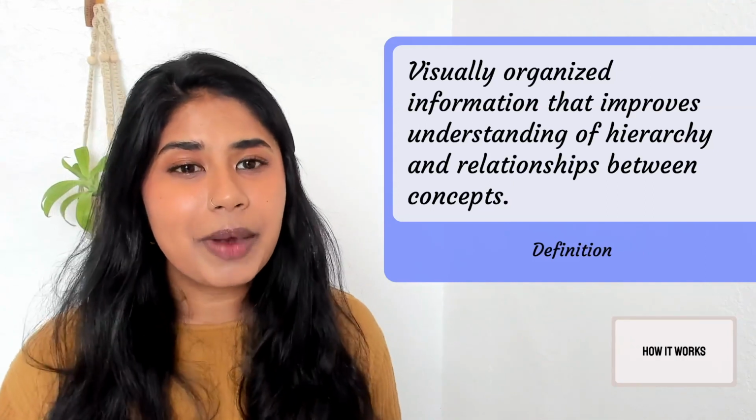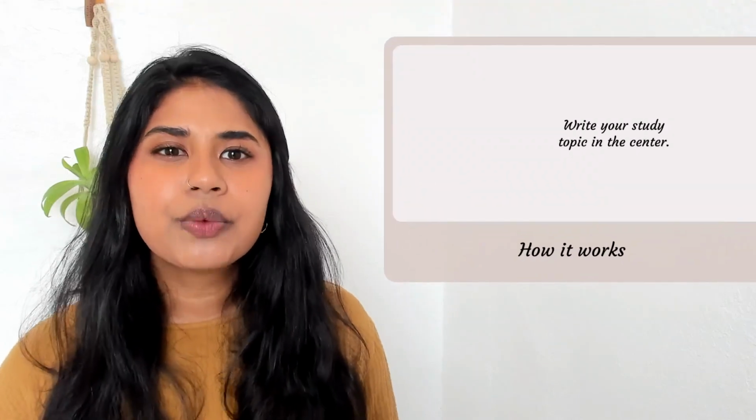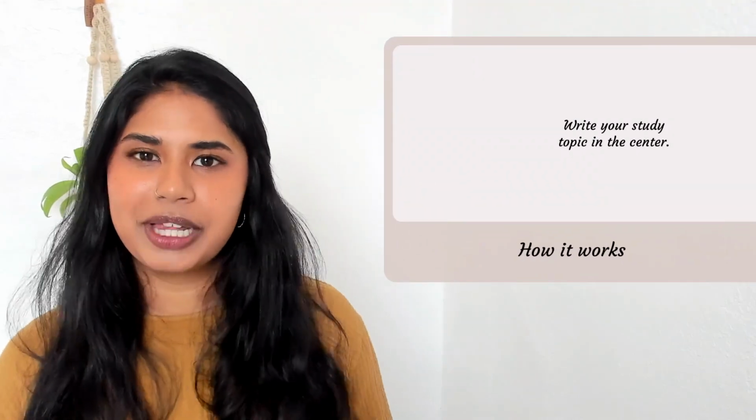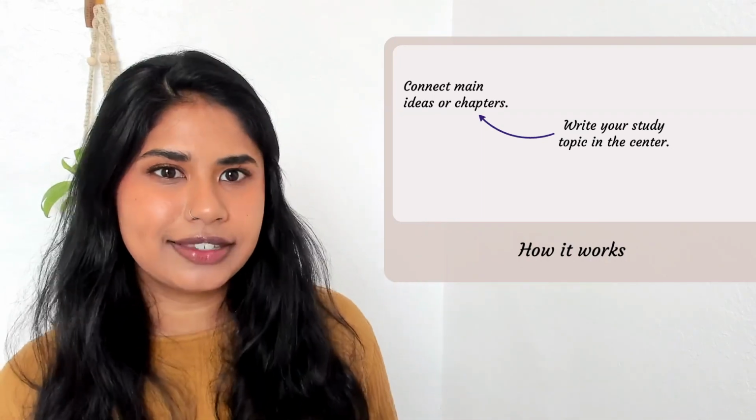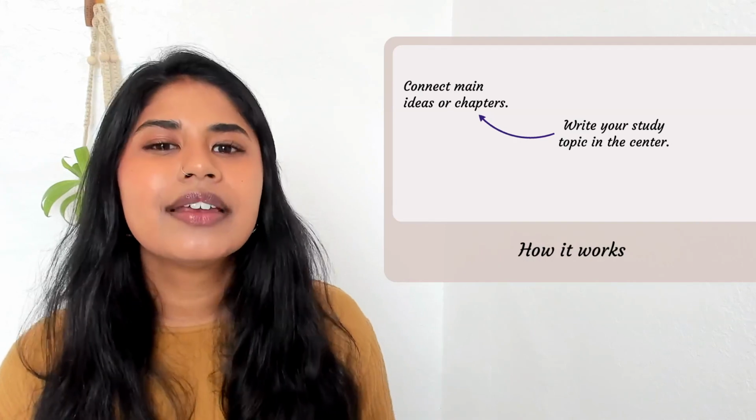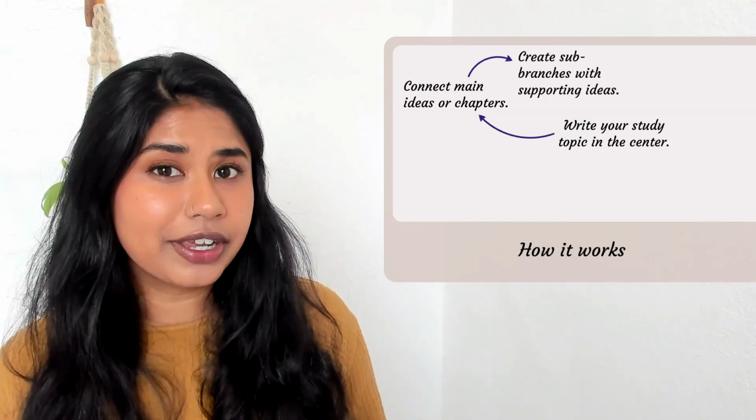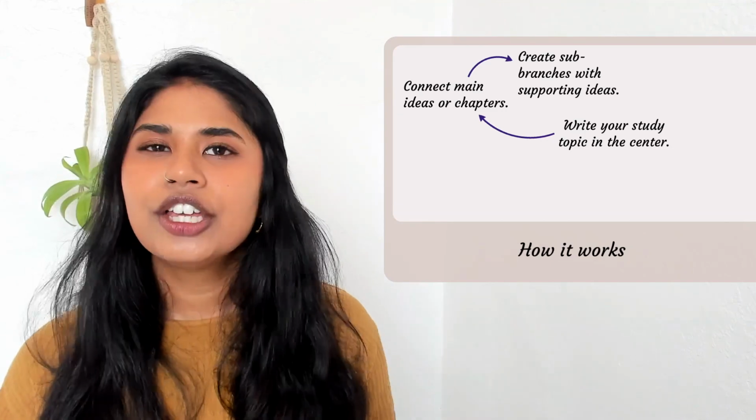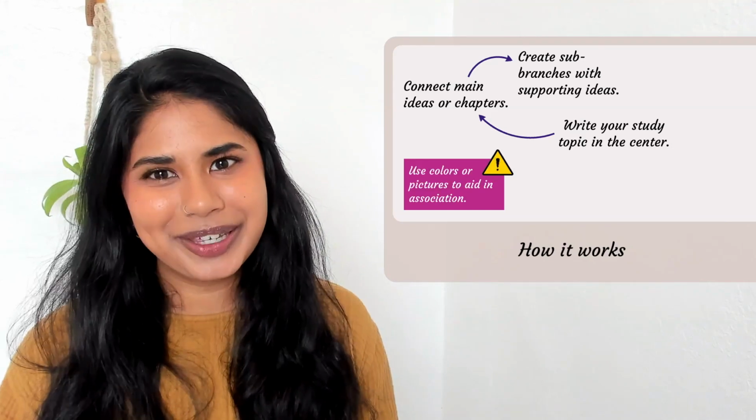If you want to get started with mind mapping, here are the first few steps you need to take. First, write down your main topic in the center of a blank page. Then, draw branches off the main topic for related subtopics. You can connect your main ideas or chapters this way. After, add some more branches for details, examples, and supporting information. And lastly, use colors, symbols, and images to make your mind map much more visually appealing.